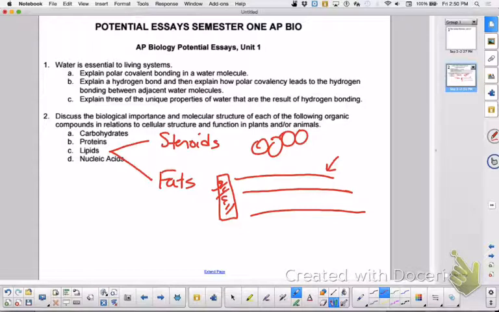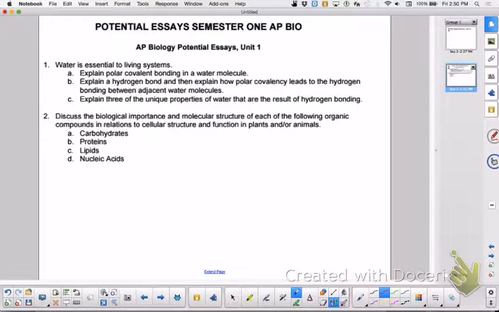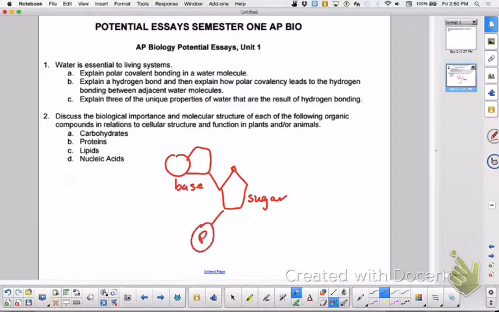Okay, and then that brings us to nucleic acids. What are nucleic acids built out of? Nucleotides. And you would tell me what a nucleotide is. What is a nucleotide? Okay, so you have a nitrogenous base. You have what else? A five-carbon sugar. Okay. And what else do you have? Yeah, a phosphate group. Nitrogenous base, a sugar, and a phosphate.